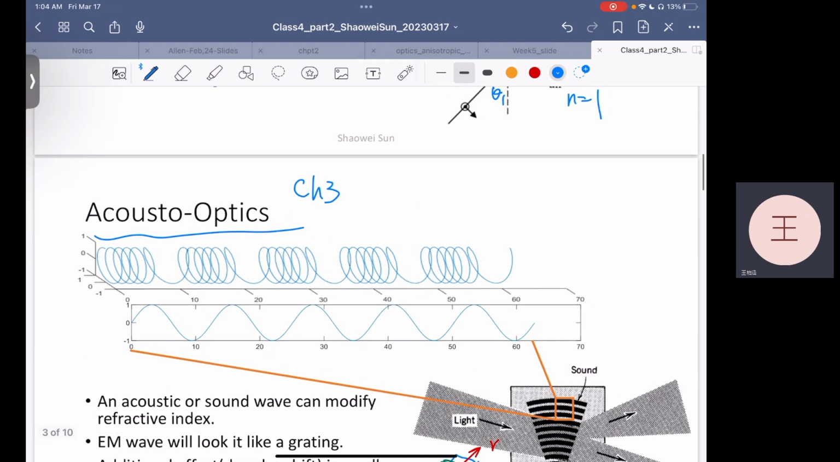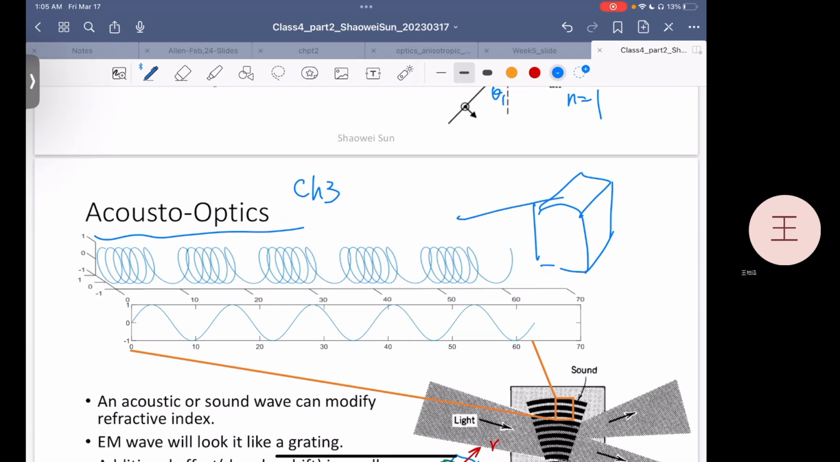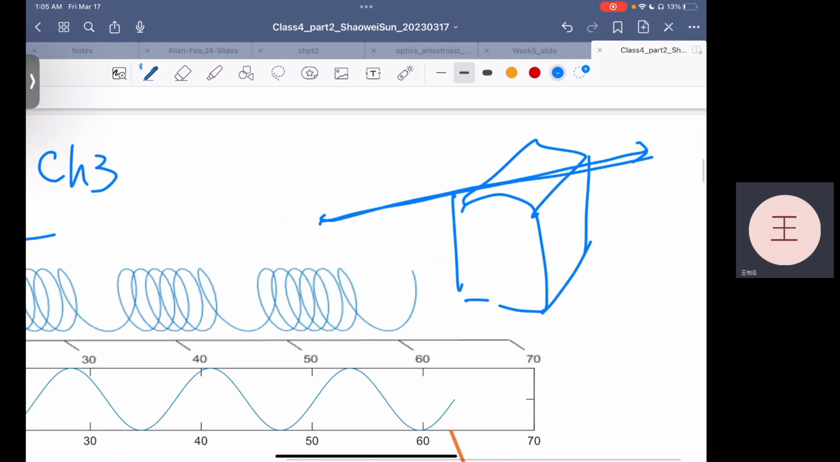So consider a material placed in a vacuum. Consider a wave located just above the surface. We may expect it to just go over it. However, if we have an acoustic wave, this may lead to refraction.